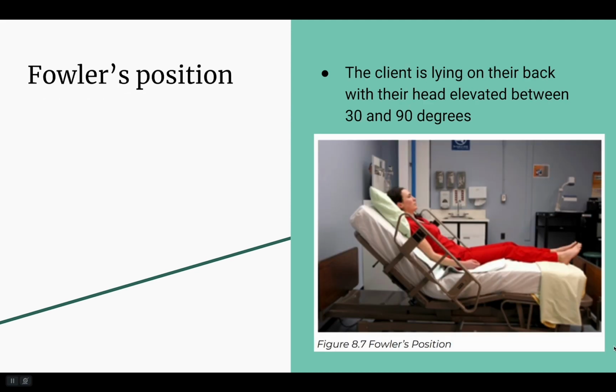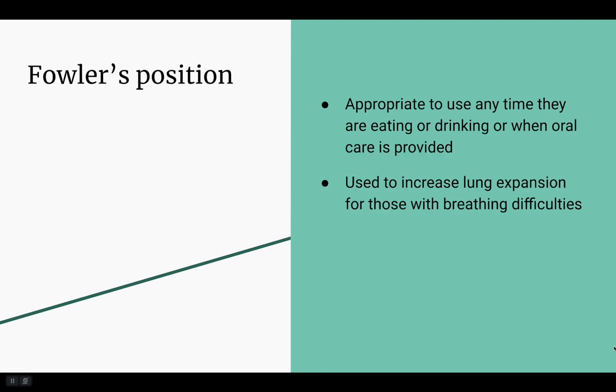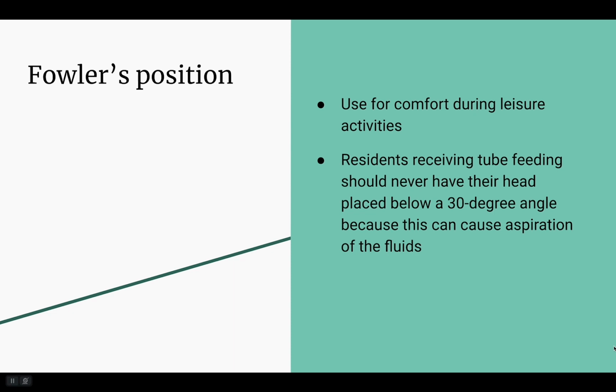In Fowler's position, the client is lying on their back with their head elevated between 30 and 90 degrees, as illustrated in the image. Residents should be placed in Fowler's position anytime they're eating or drinking or when oral care is provided. Fowler's position is also used to increase lung expansion for those with breathing difficulties, such as those that occur with heart failure. It may also be used for comfort during leisure activities, such as watching television or reading.